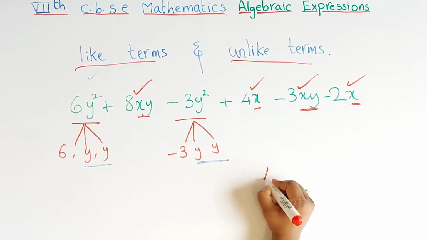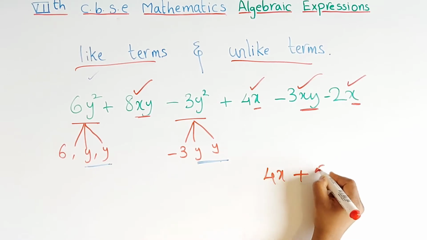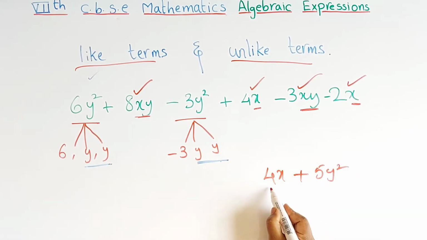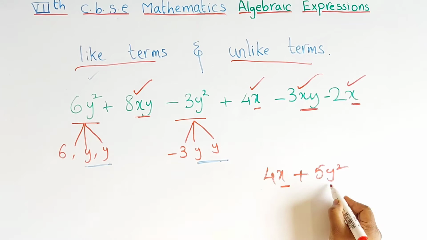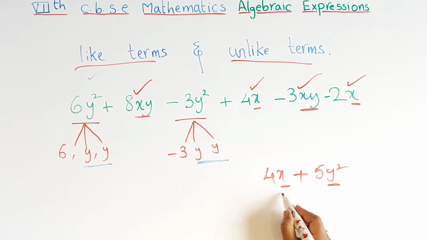If I compare 4x plus 5y square. Now see, this term is with x and this term with y square. These are unlike terms because these factors are not the same. Right children?